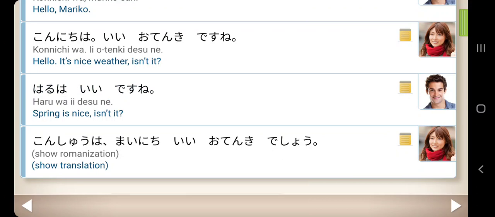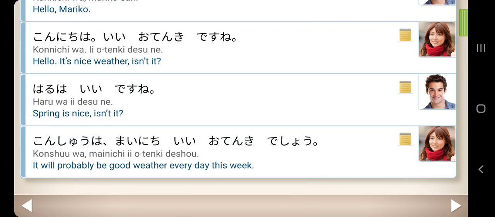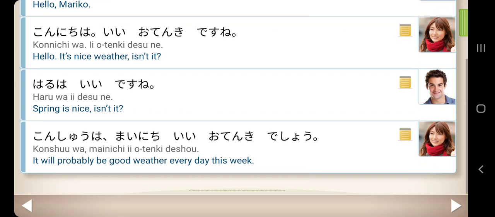今週は毎日いいお天気でしょう。 It will probably be good weather every day this week.